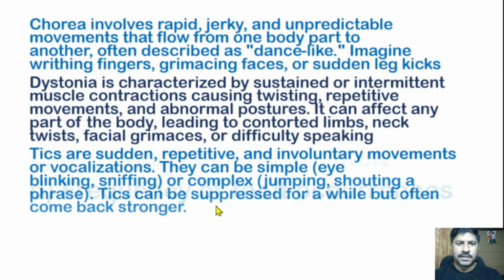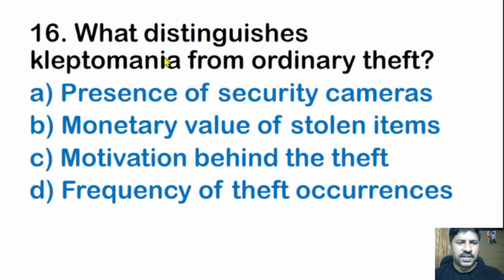So today's last question. What distinguishes kleptomania from ordinary theft? Presence of security cameras, monetary value of stolen items, motivation behind the theft, frequency of theft occurrences. The main difference of kleptomania from ordinary theft is the motivation behind the theft. In ordinary theft, the motivation is financial gain or some enmity between the persons. But in kleptomania, there is no financial gain or anything, it is done because of the impulsivity.